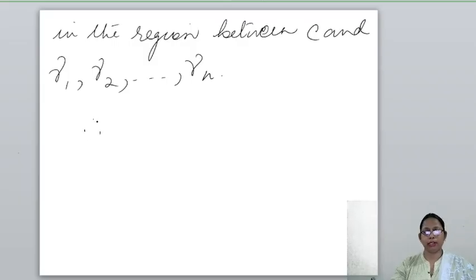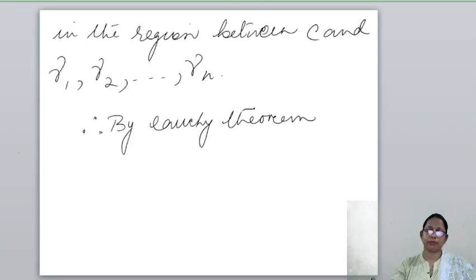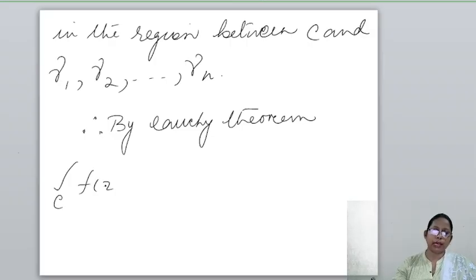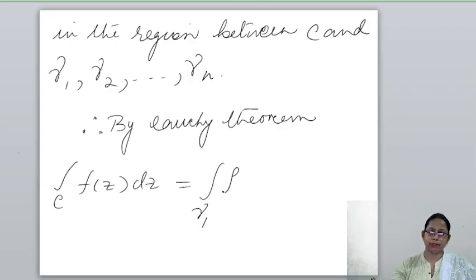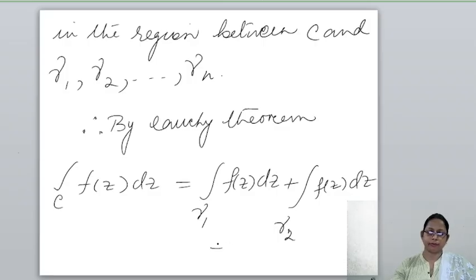Therefore, by Cauchy theorem, we have this: the integral over C of f(z) dz is equal to the sum of the integrals over gamma 1, ..., gamma n of f(z) dz.